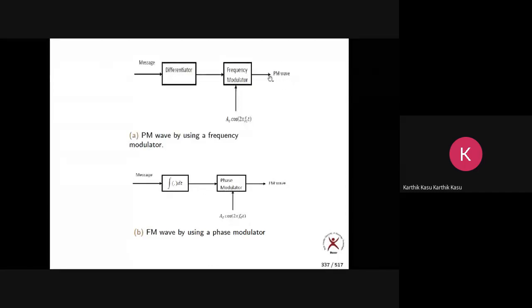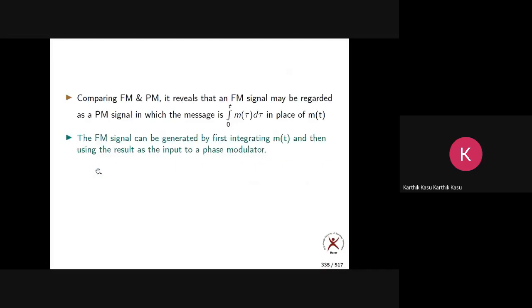Okay, so we can do the reverse also. What does this figure A say? PM wave by using a frequency modulator, which means we are generating phase modulation by using a frequency modulator. You can do the reverse, which means by using a phase modulator you can generate a frequency modulated wave. How? By integrating the message signal before giving it to the phase modulator. I explained these things yesterday also, but I'm explaining one more time because yesterday there was a problem with my microphone.